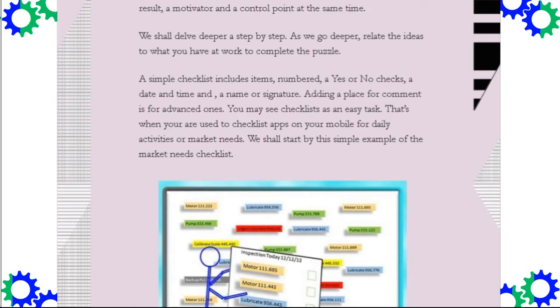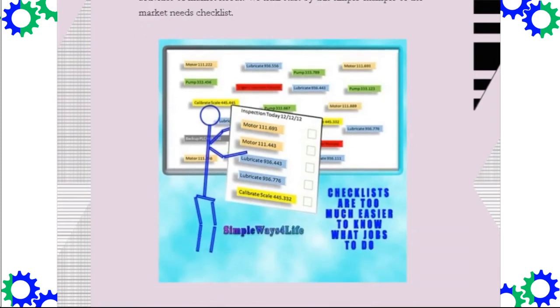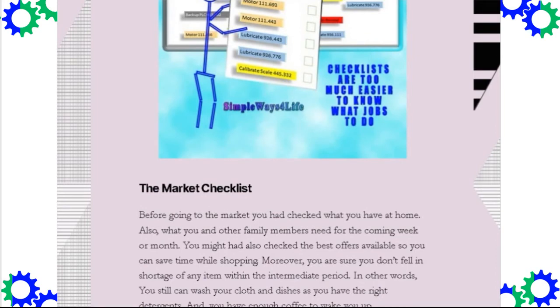Also, a checklist is intended mainly to be quick, so you don't need people to think too much while filling it or try to understand what is written there. So it should be self-explanatory. Okay, so the most basic checklist we use in our life is the market checklist. So we are going to use a checklist from life as an example, and then we are going to apply it to our maintenance system.